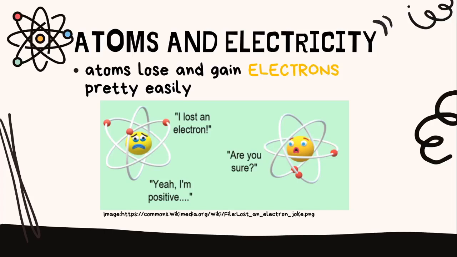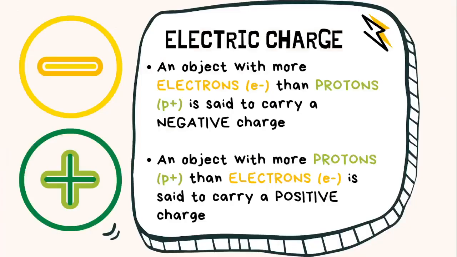Neutrons are not involved in electric interactions, by the way, so we will only be talking about protons and electrons. Recall that protons are subatomic particles which are positively charged, and electrons are negatively charged. Again, when an atom gains an electron, it will have more electrons than protons. Then it will become negatively charged. When an atom loses an electron, it will have more protons than electrons, hence it will become positively charged.